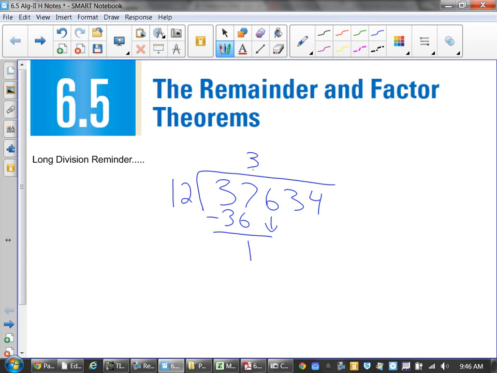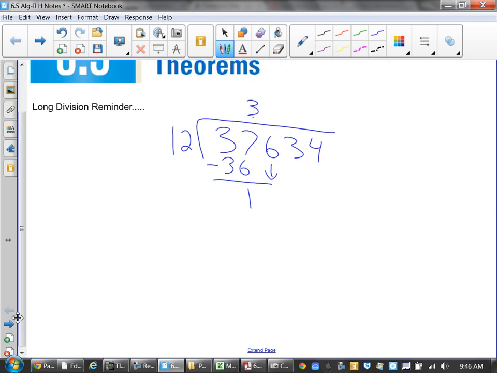All right, so let's try that again. We're left with 1, and then what do we do with that 6? We drop it. Now we have 16. So now we ask the next question, does 12 go into 16? Yeah. How many times? Once. 1 times 12 is 12, subtract it out, we get 4. Drop the 3.